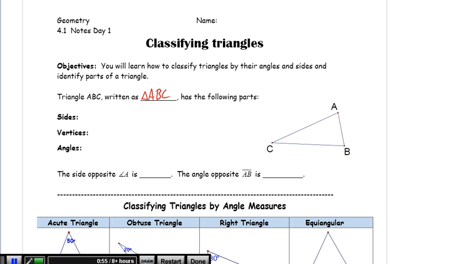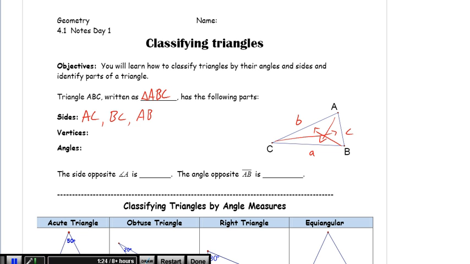And it has the following parts. It has sides. So you have side AC, you have side BC, you have side AB. Sometimes you might also see, directly across from a vertex, a lowercase a, lowercase b, lowercase c. You can also see that occasionally. But we'll refer to them as side AC, BC, AB for now unless we see those lowercase letters.